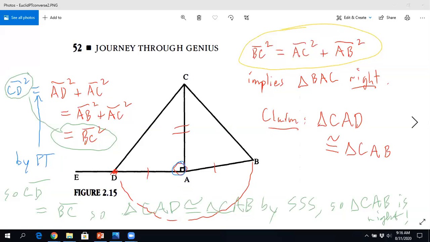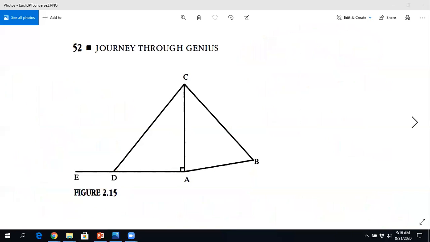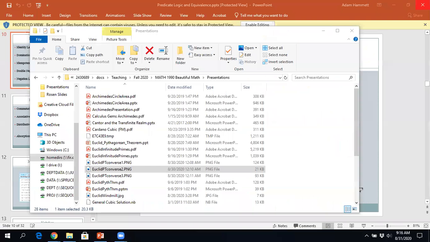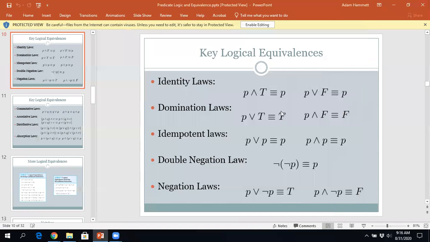What am I doing here? I need to erase this junk here. Let me clear this, and we will go do some other stuff. So any other questions before we move on? Other questions?